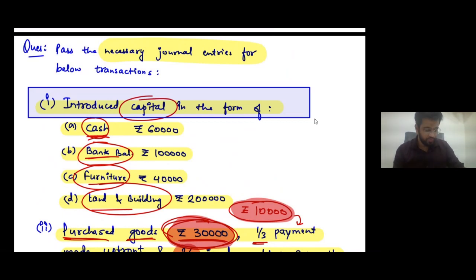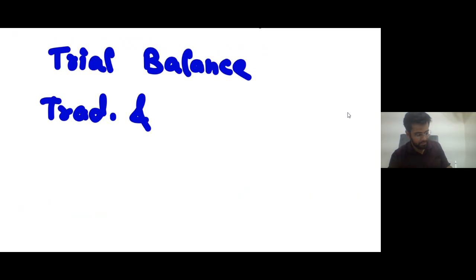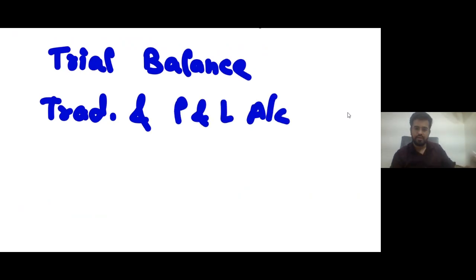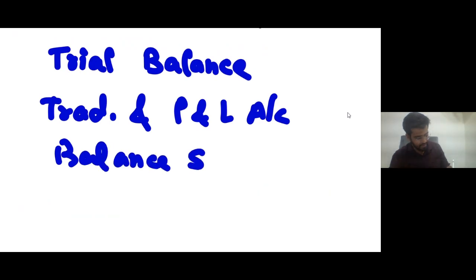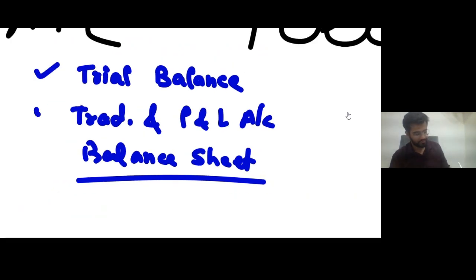Okay, so once again, good afternoon, everyone. And today we are going to do the most important part of your accountancy, that is making your final accounts. Final account comprises of three things. First, your trial balance, then your trading and profit and loss account, and lastly, your balance sheet.